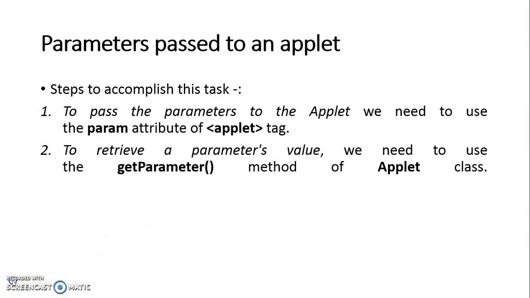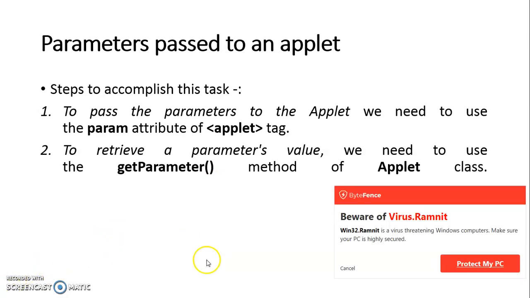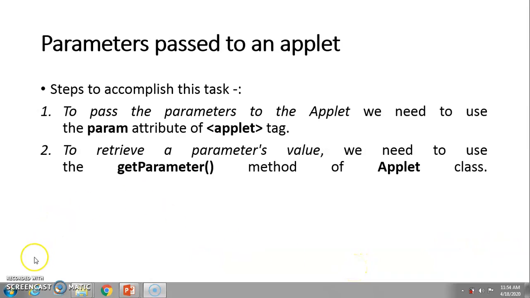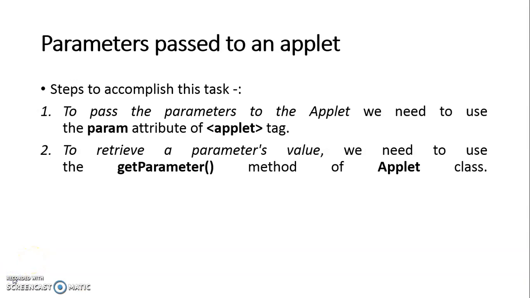Next we will see parameters passed to an applet. Steps to accomplish this task. How to pass the parameters? First of all, to pass the parameter to an applet, we need to use the param attribute of the applet tag. Next, to retrieve a parameter's value, we need to use the getParameter method of the applet class. We will see an example of this.